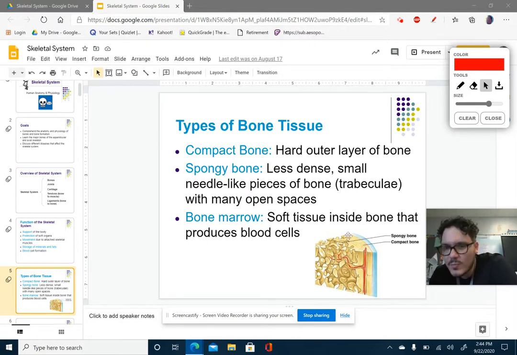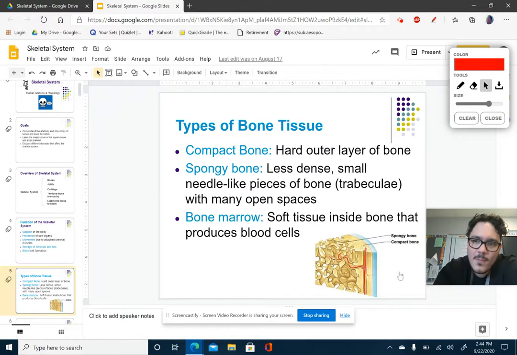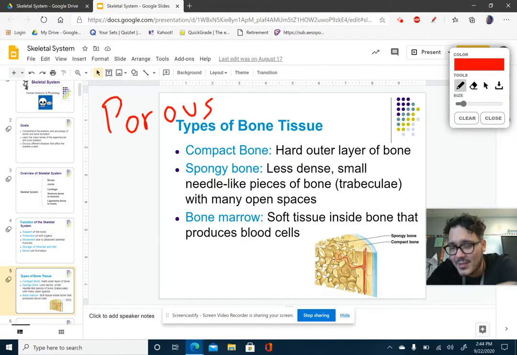Spongy bone, it looks more like Swiss cheese to me if I had to compare it to something. Spongy bone is going to be more towards the middle. It's very porous. If you don't know what that word is, I would make sure you write it down somewhere. Porous basically means holes, like a lot of holes. It does form these small needle-like bones that are very frail called trabeculae.